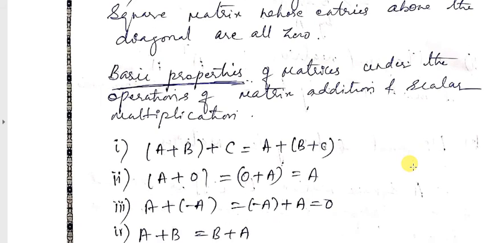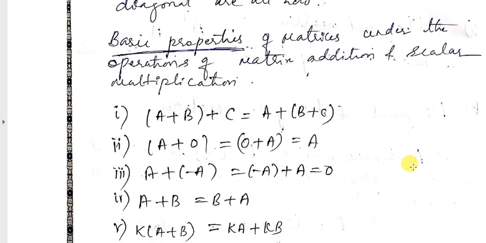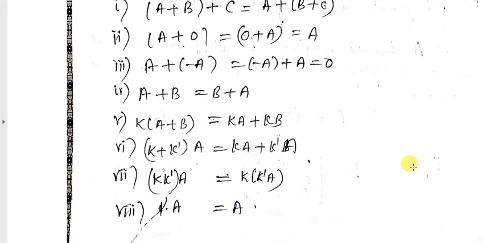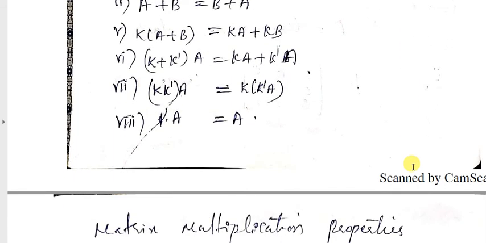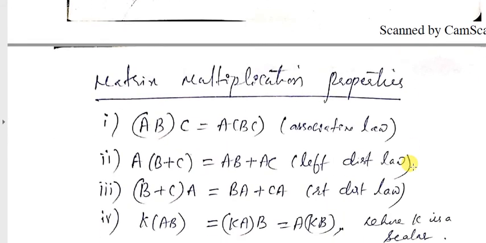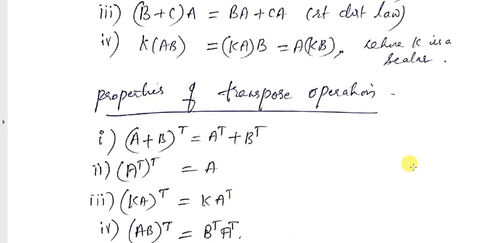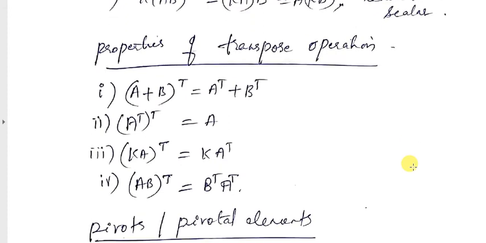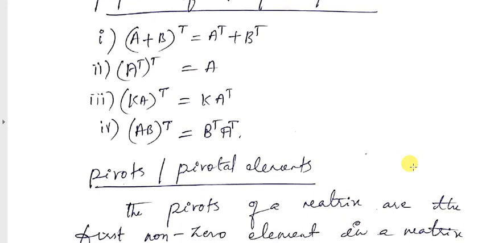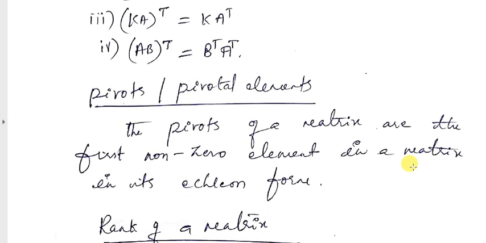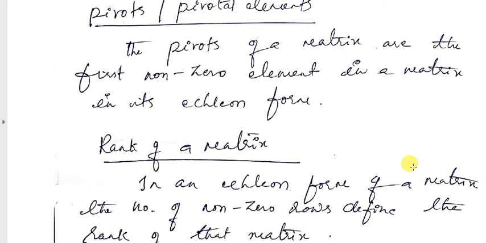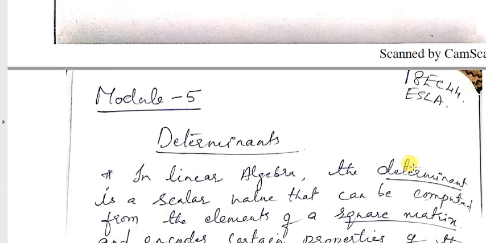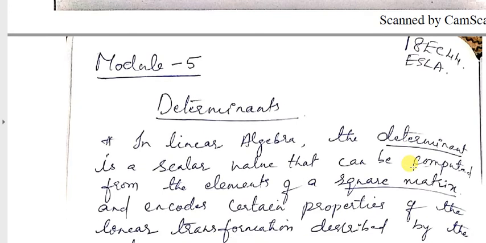Next we have some basic properties with respect to addition, scalar multiplication as well as multiplication. I have highlighted a few properties on the transpose operation also. You can go through it. So this is the basic definition of matrix.